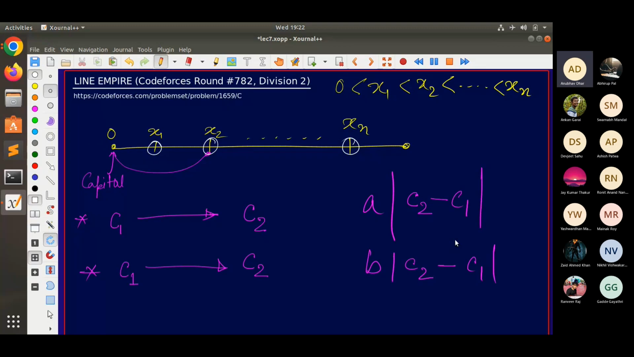Okay, so any suggestions or guesses? Could you explain the problem once again? Like just the C1, two parts. Can you explain?